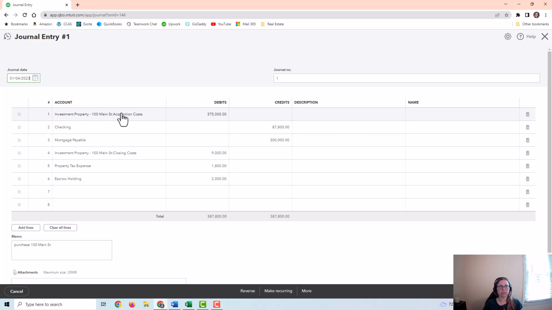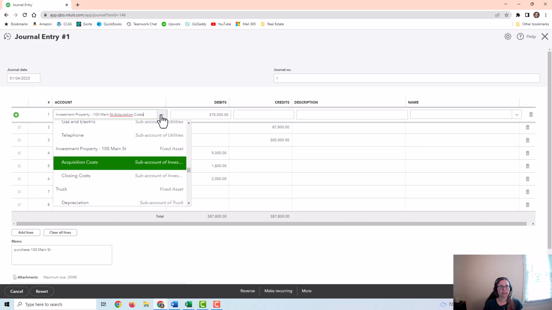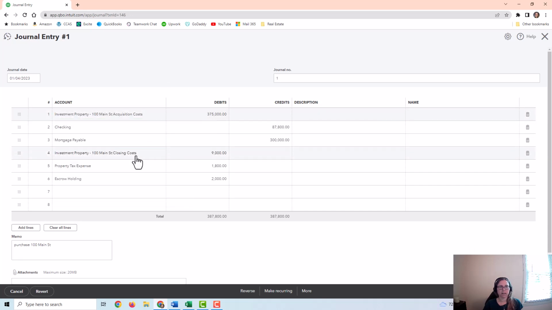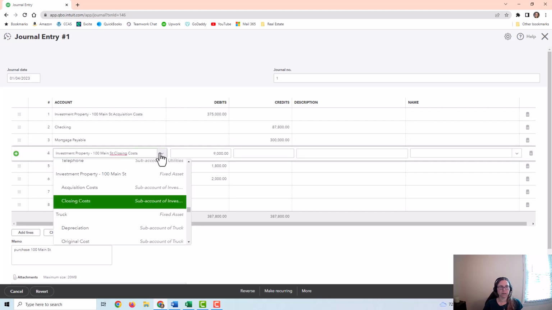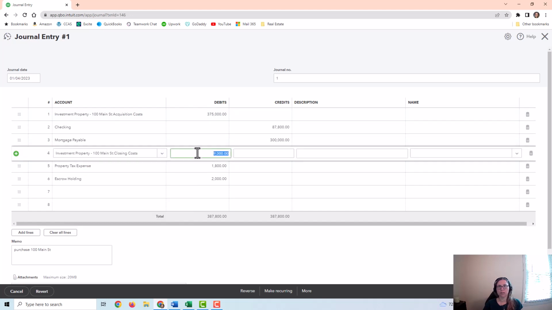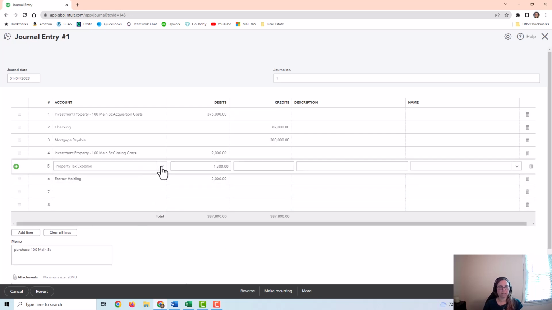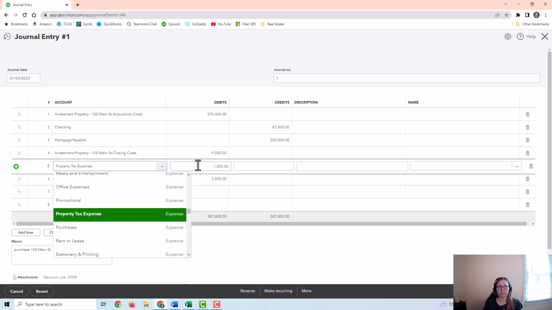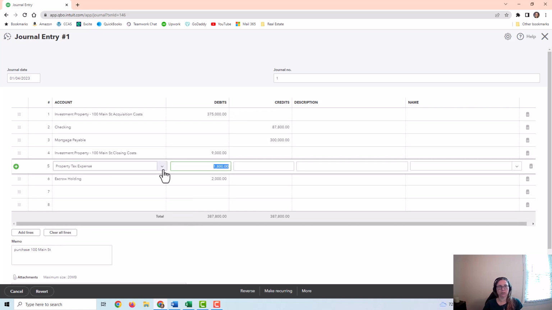Okay, so my purchase price was a total of 375,000, and I did put that in the acquisition costs account. It was a debit. And then my closing costs are going to go in that closing cost account. So these are going to be things like attorney fees, recording fees, things like that, things that have to be paid to purchase the property. However, property taxes, that is usually considered an expense. So I did separate that cost, and put that in as an expense.